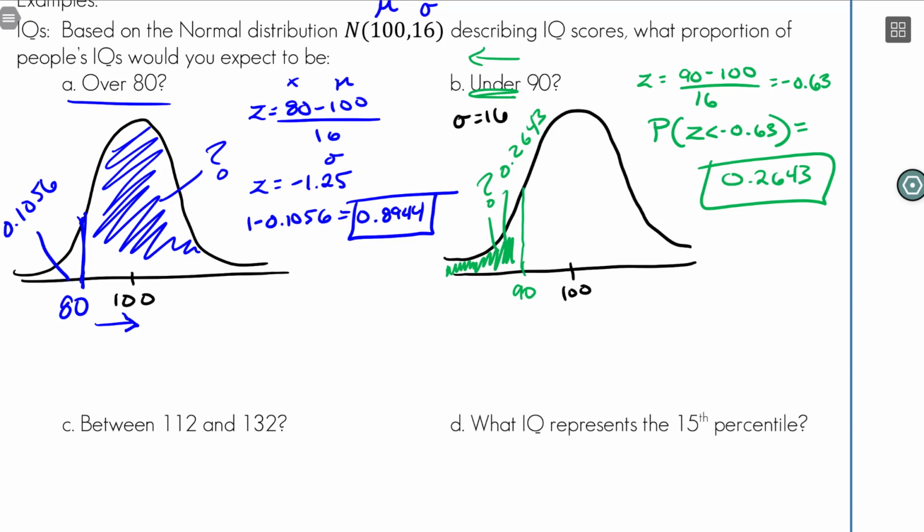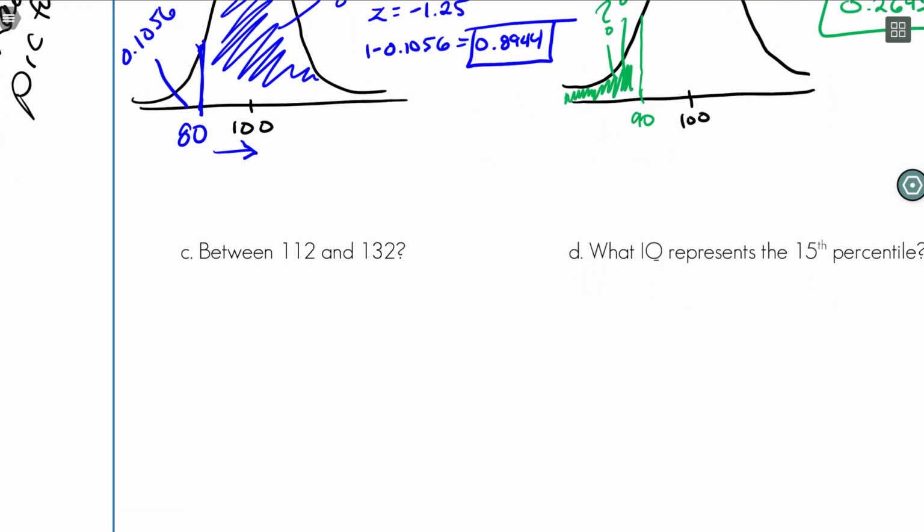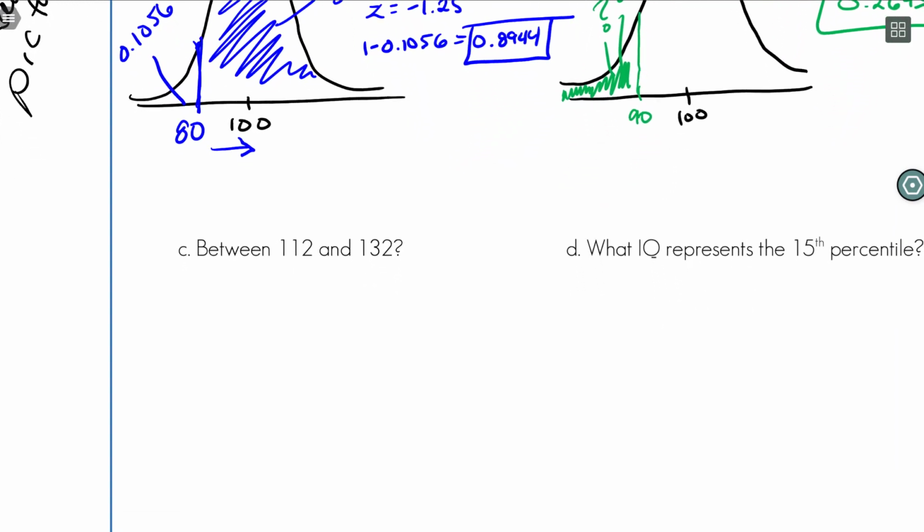The next example here is going to be quite a bit more involved, so let's take a look at it. We now want to find an IQ that is between 112 and 132. What's the probability that a randomly selected individual we pull off the street has an IQ between 112 and 132? If it's truly random, we can use this same process. So we have 100, and then our cutoff will be above the mean. Oh, that's different. And then another cutoff. Wait, how are we going to work with 2 cutoffs?